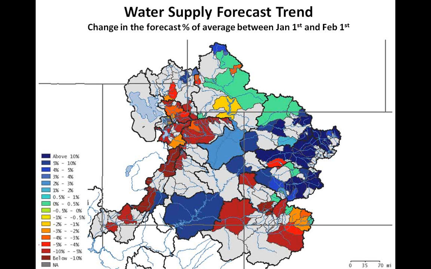So there's reason for a little optimism there, I guess. San Juan River Basin decreased a little bit, as you can see, and then the Great Basin decreased more than anyone else. And this decrease is basically the change in the forecast as a percent of average between January 1st and February 1st.